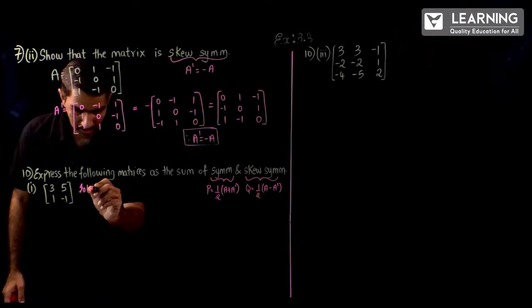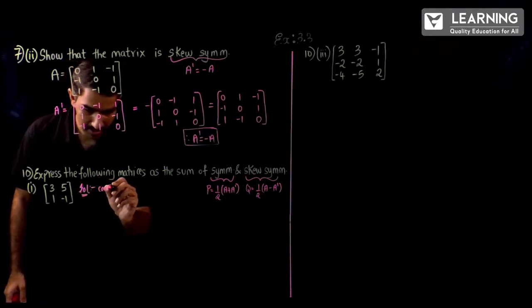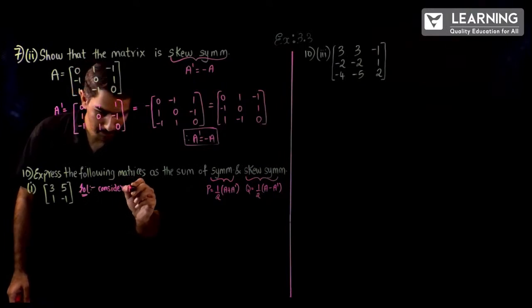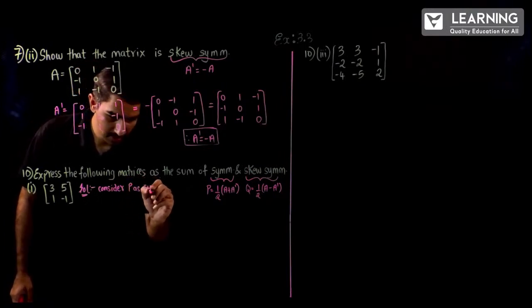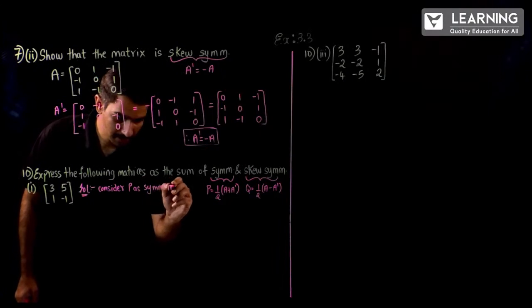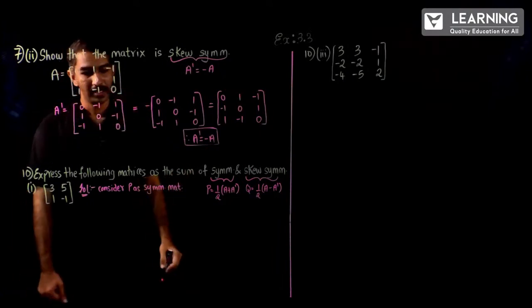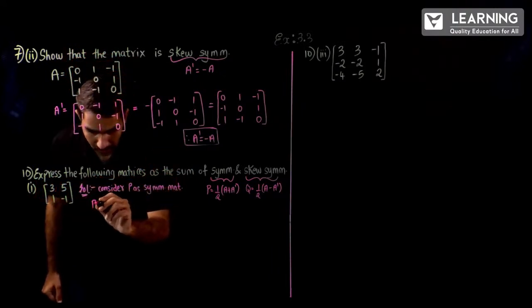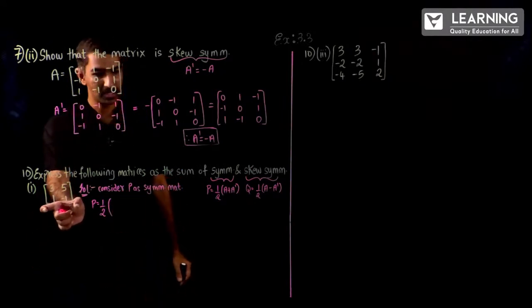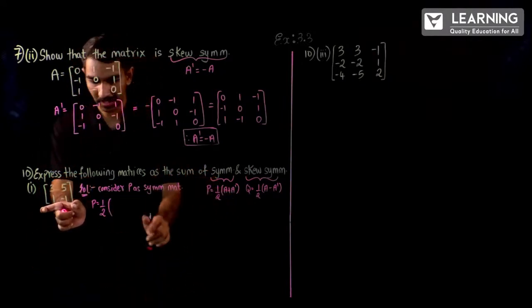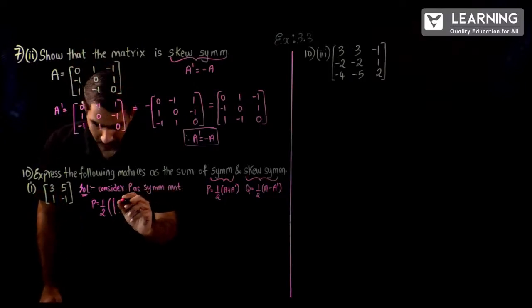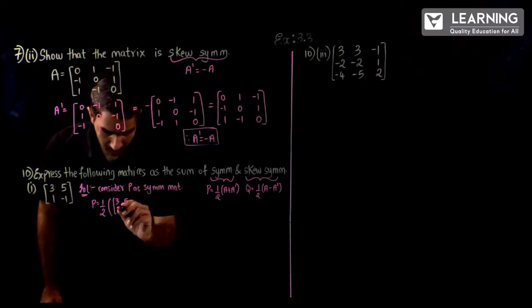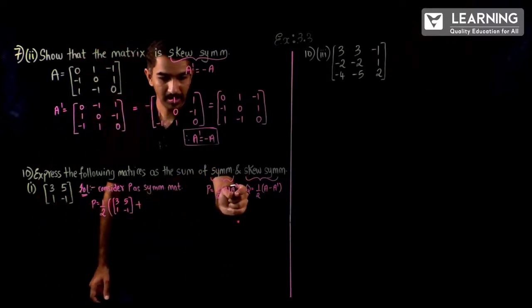While writing the solution, we'll write: consider P as a symmetric matrix. Now use that formula. P is equal to 1 by 2 of A as it is, students, correct? See here, A as it is. So here we'll write 3, 5, 1, minus 1, plus A dash, the transpose of A.